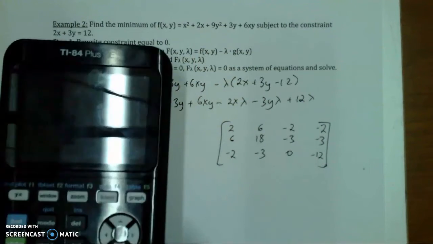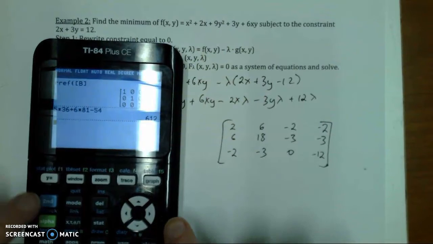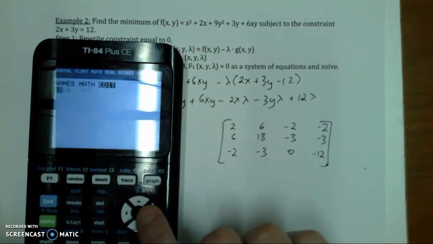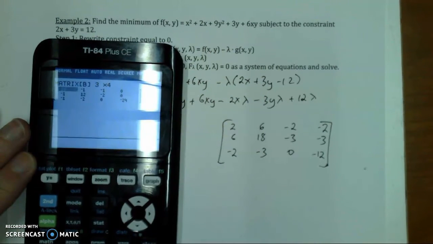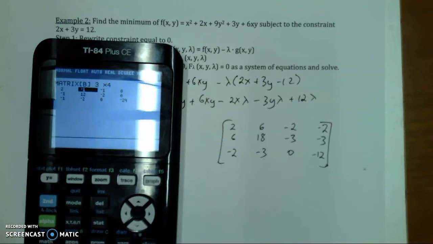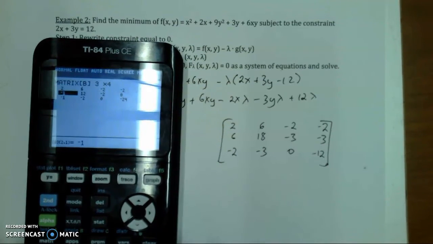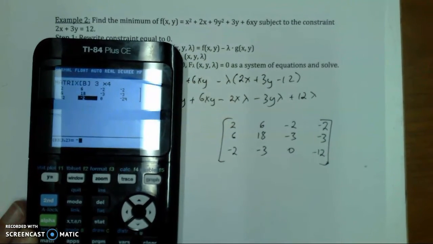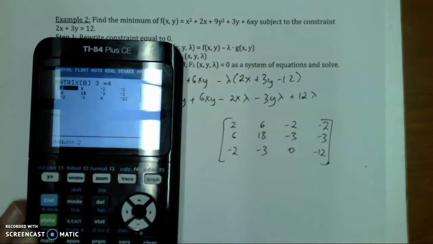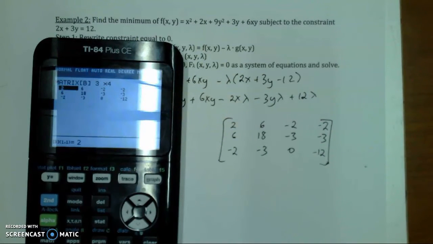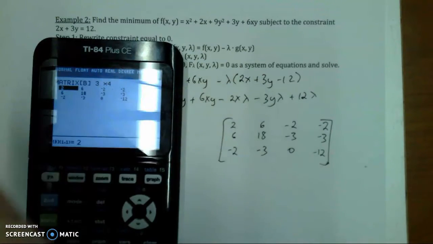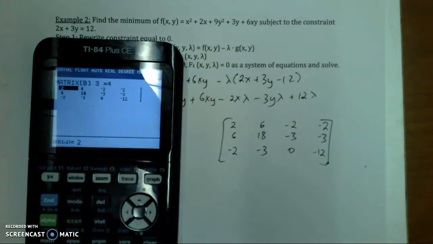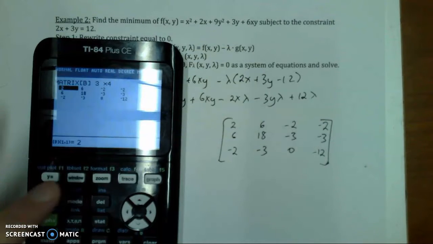All right, let's go ahead and plug that into our matrix menu here. So let's go to second matrix, and let's edit matrix B. And I've got 2, 6, negative 2, negative 2, 6, 18, negative 3, negative 3, negative 2, negative 3, 0, and oops, that was negative 12. There we go. Again, double check, make sure I have all of those typed in correctly. You can hopefully see that. I've got the light casting a shadow there.